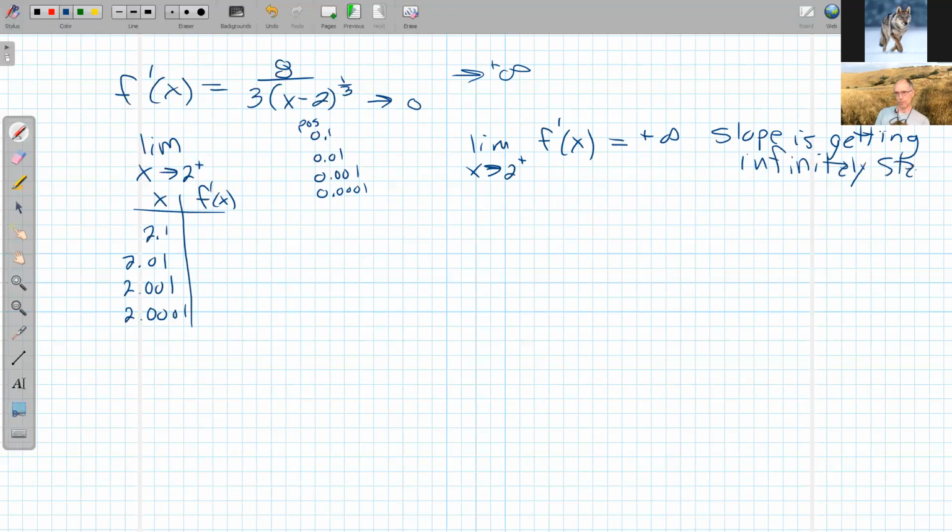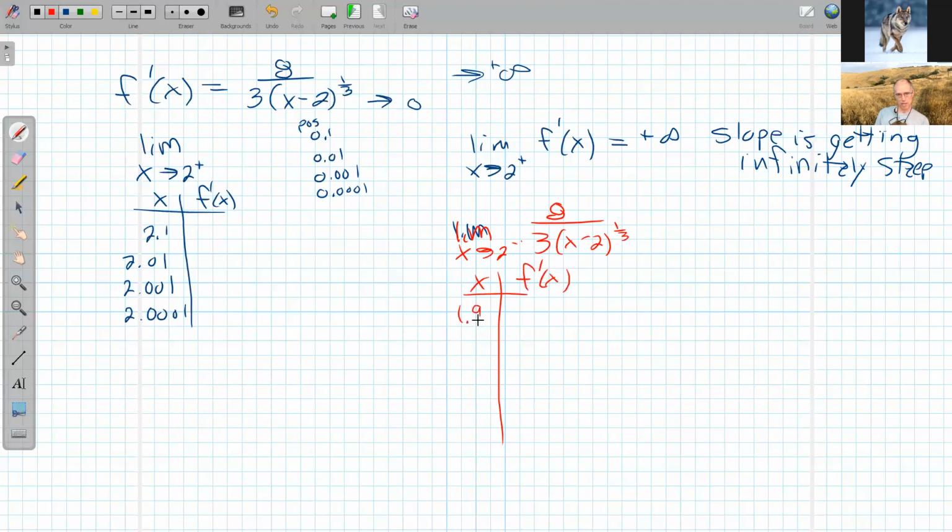Now, if we look at the other side, what's going on? So if we try to do the limit, switch color please, there we go. Limit as x approaches 2 from the left side of my function, 8 over 3 x minus 2 to the 1/3. Think about what's going on there with x versus f prime of x.